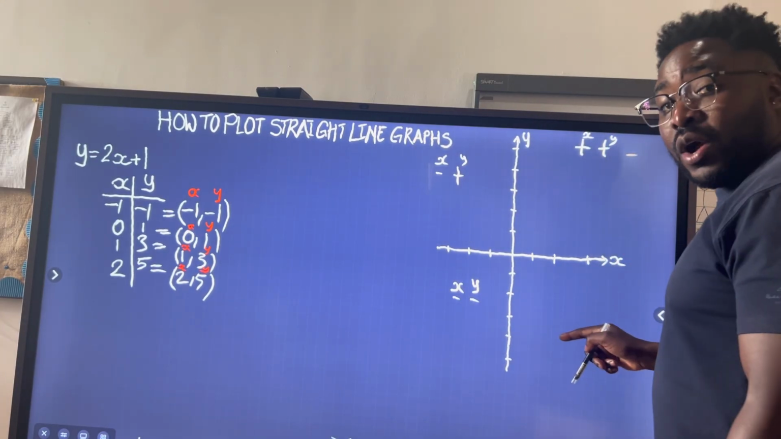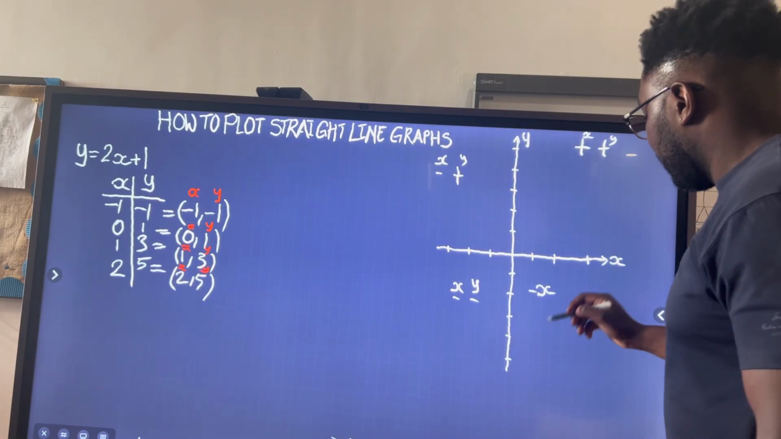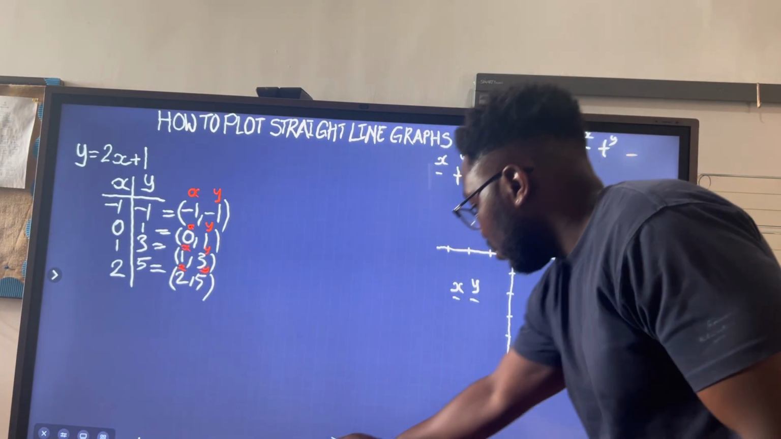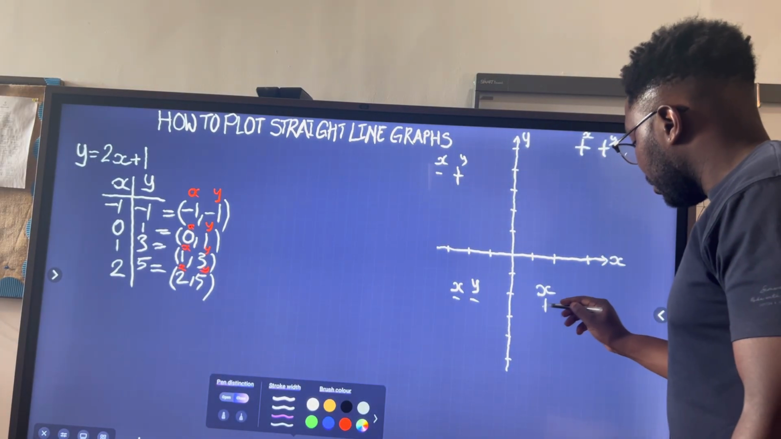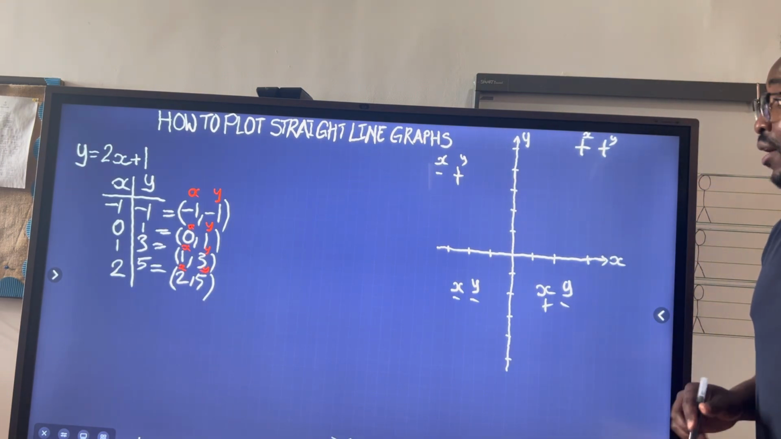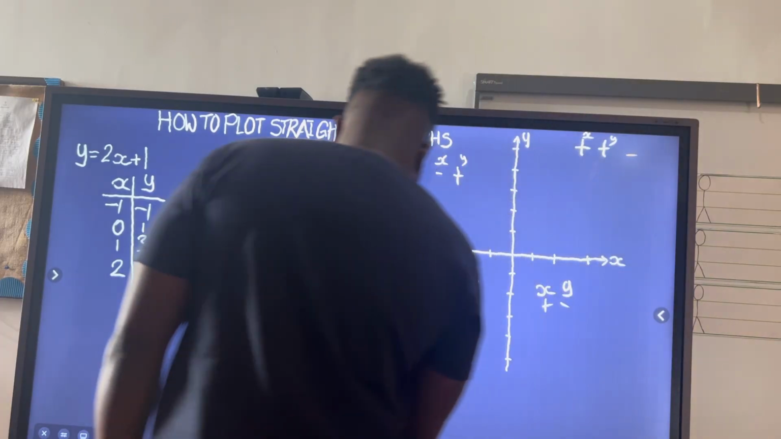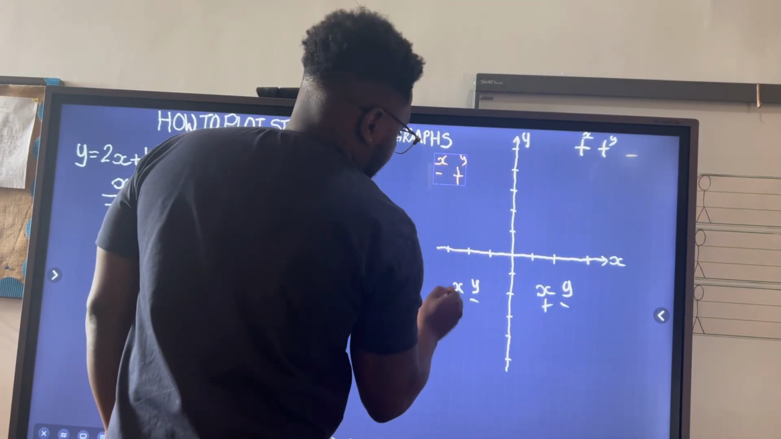And in my fourth quadrant, my x value is positive, sorry, my x values are positive, and my y values are negative. So let's not forget this, okay? Let's not forget that. Allow me to just erase that.